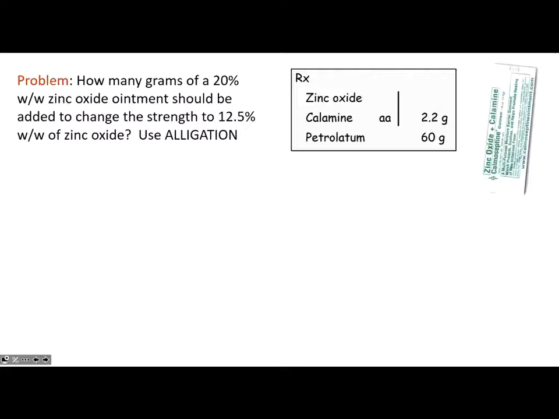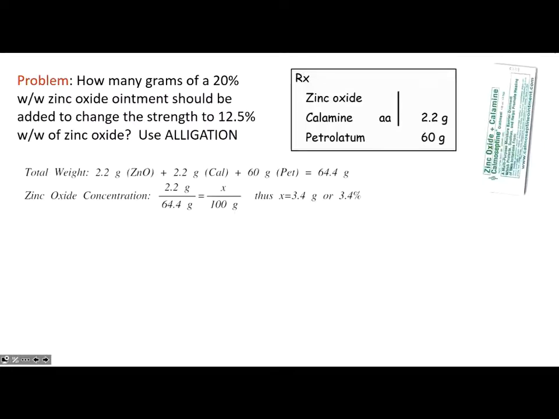What does AA mean? See where it says zinc oxide, calamine with a line, AA, 2.2 grams. Does that mean the two of those together add up to 2.2 grams? AA stands for each. So that is basically saying zinc oxide, 2.2 grams, calamine, 2.2 grams. Each of those are 2.2 grams. That interpretation is absolutely necessary to be able to calculate the correct percentage of zinc oxide in the initial compound. Let's do that. To calculate the initial concentration, we need to know the total weight.